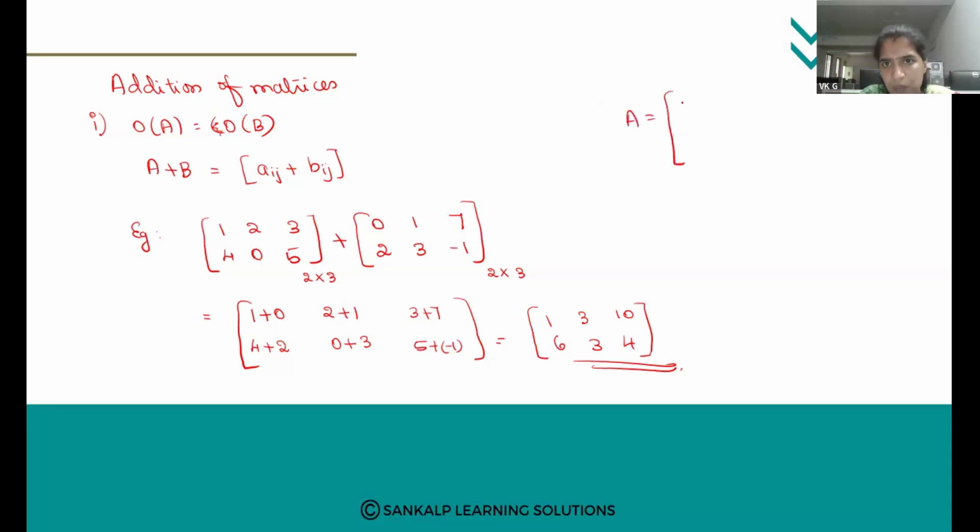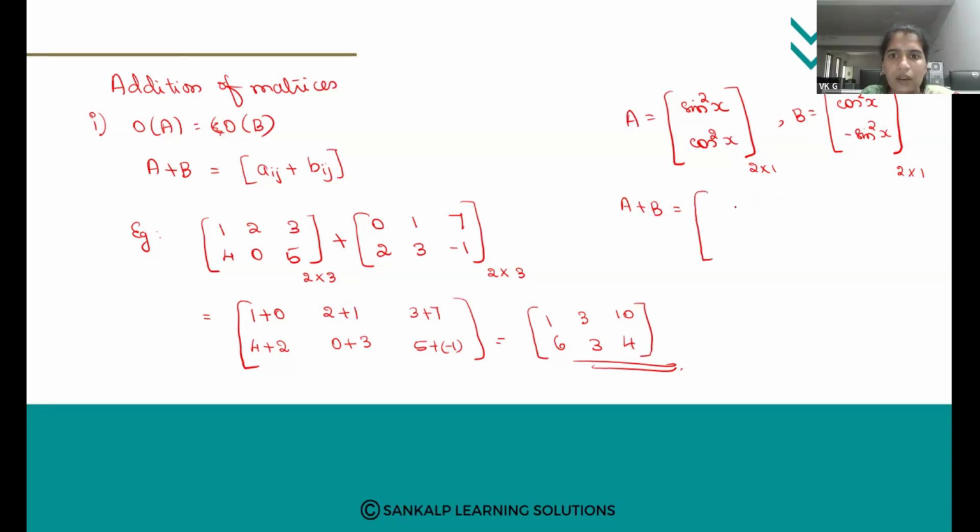Matrix A is equal to sin square x, cos square x. Matrix B is equal to cos square x, minus sin square x. Clear? A is of order 2 by 1, 2 rows, single column. B is also of order 2 by 1. If I want to add them, the sum of A and B, both are of the same order, so I can add them, obtained by adding corresponding entries of the matrices.